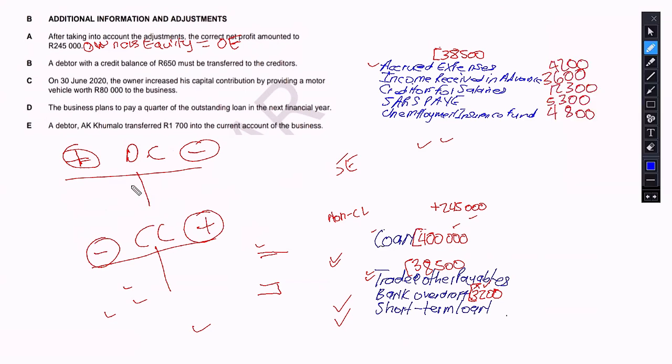Oh, yeah. So it was stated that a debtor with a credit balance, right? Of 650. So as you can see, this debtor here on debtors control had a negative balance of 650. So how then do you transfer? Remember, as I stated earlier on, this person is no longer a debtor but a creditor. So we need to cancel that person here first on the books of our debtors control.